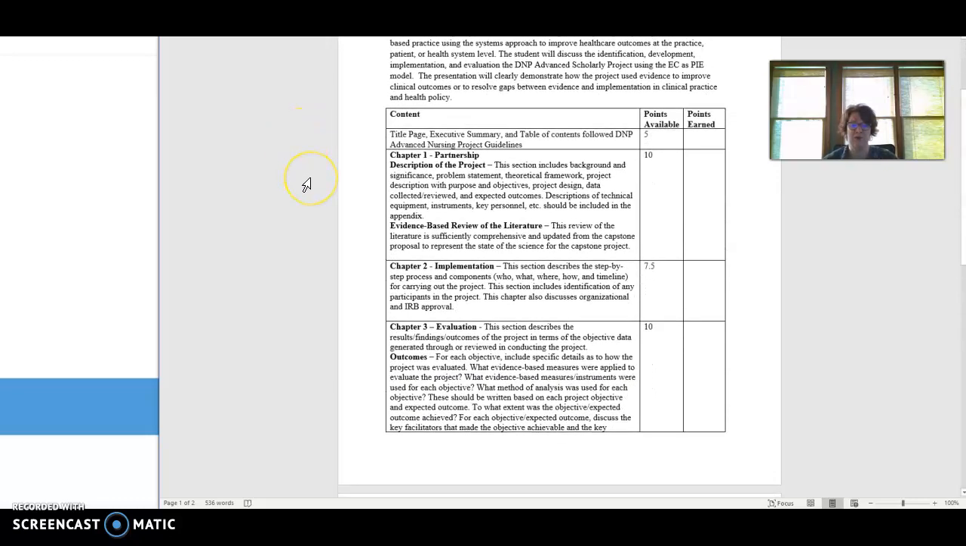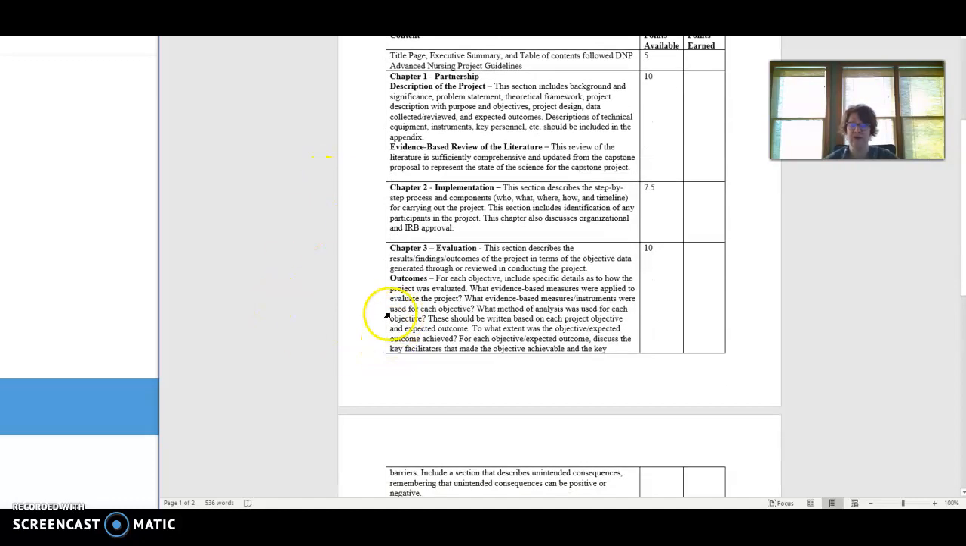As we move into implementation, Chapter 2 is really to look at how you use the evidence to implement in practice. We're looking at the aims, how we're going to achieve the aims through the evidence, and then, when we're going to implementation, how you're implementing that evidence-based practice to achieve your aims. So everything ties back to your aims.